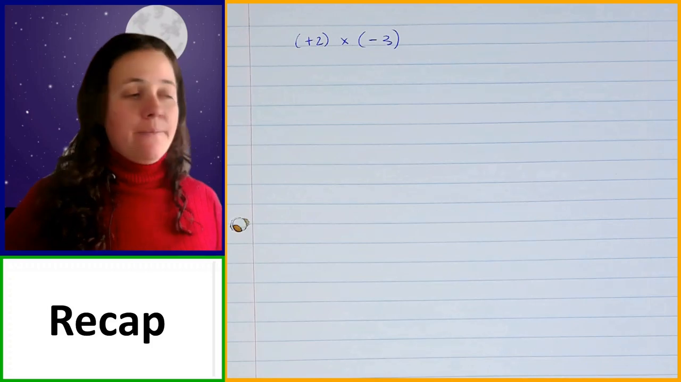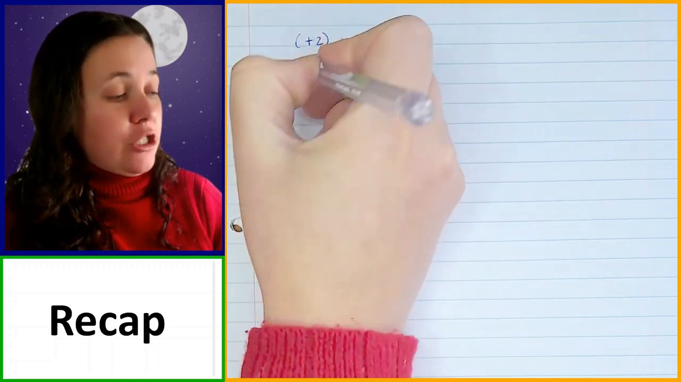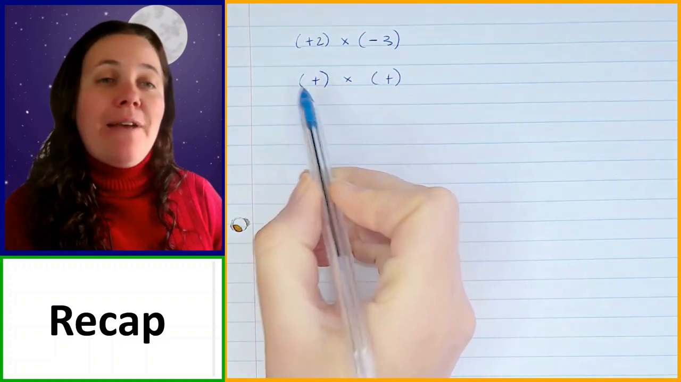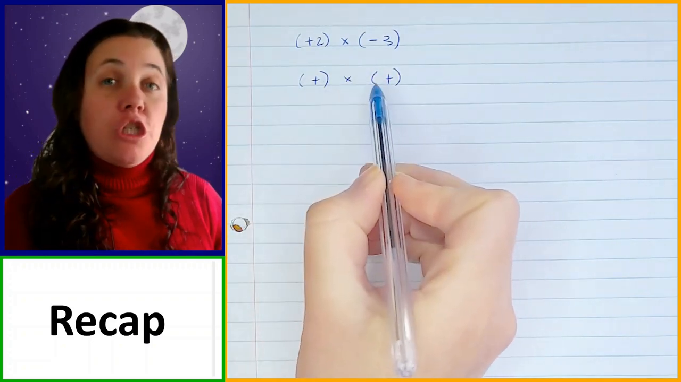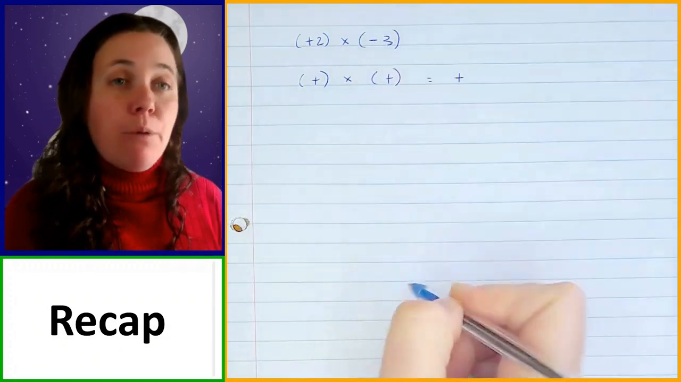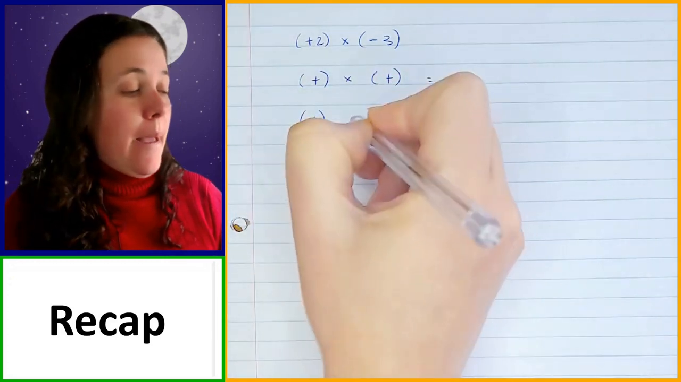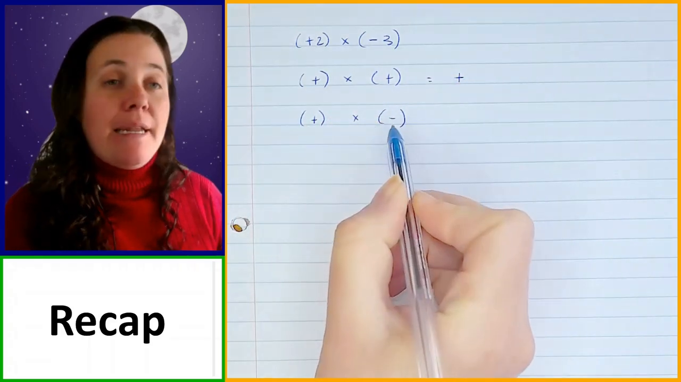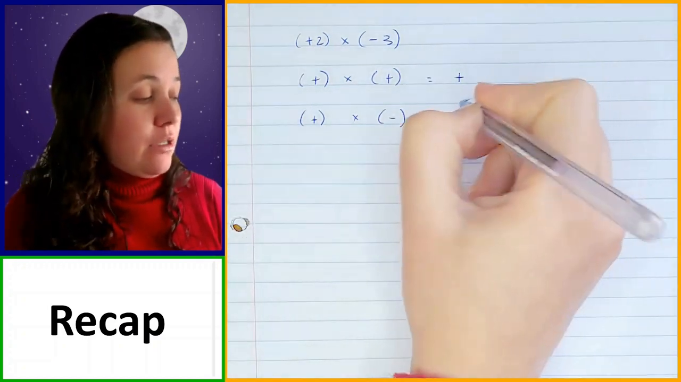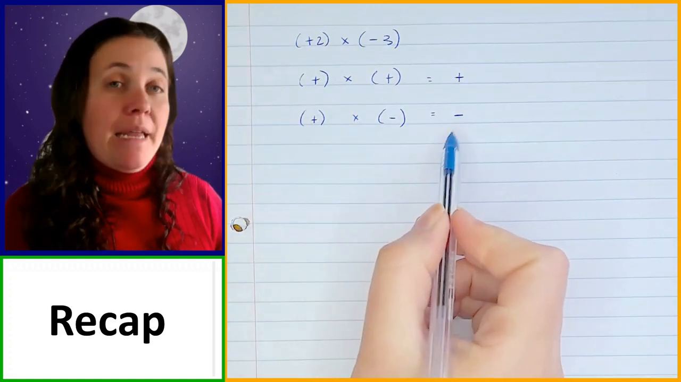Okay, so we can say that when the first integer was positive, that meant that she was facing the positive direction. So we had a positive multiplied by a positive. So if she's facing the positive direction and she jumps forwards, then she moves in the positive direction. So we end up with something that is positive. If she is facing the positive direction, but she jumps backwards, so the second integer is negative, then she ends up moving in the negative direction. So when we have a positive multiplied by a negative, we end up with a negative.